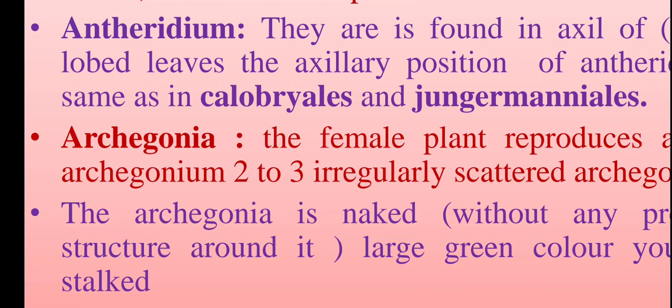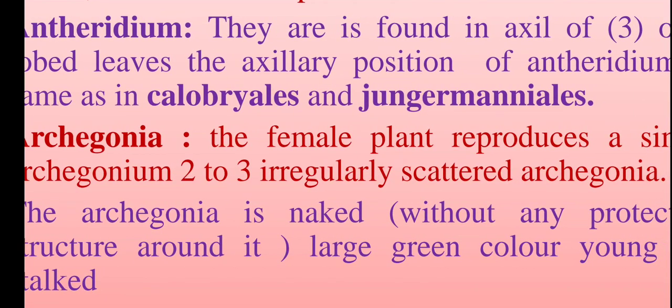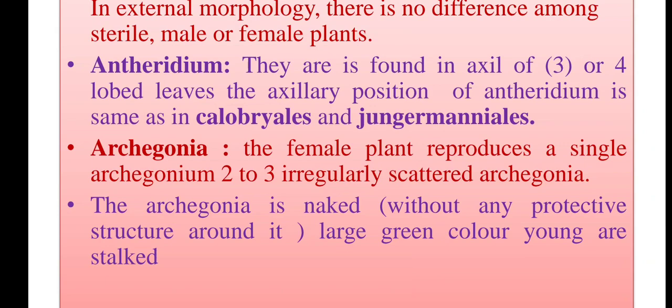Female plants produce a single archegonium, or 2 to 3 irregularly scattered archegonia. Scattered means, as all of you know, in higher angiospermic plants there are two divisions, one is the monocot and another is the dicot. In the dicot, the vascular bundles are arranged in a ring manner, and in the monocot the vascular bundles are arranged in a scattered manner.